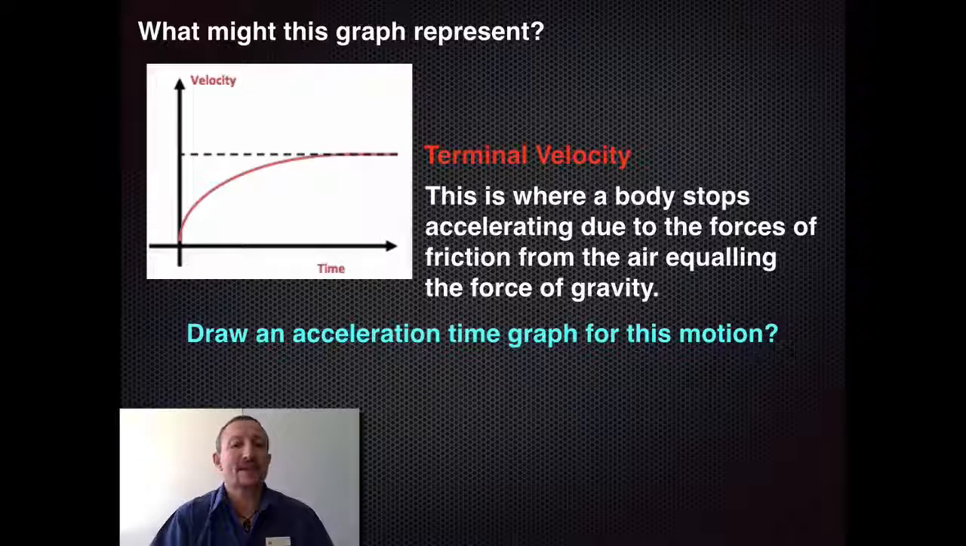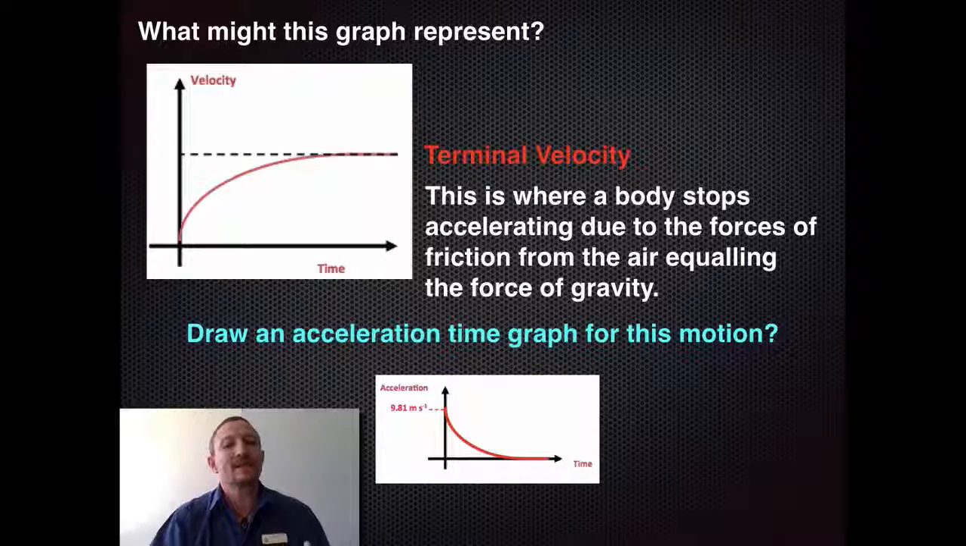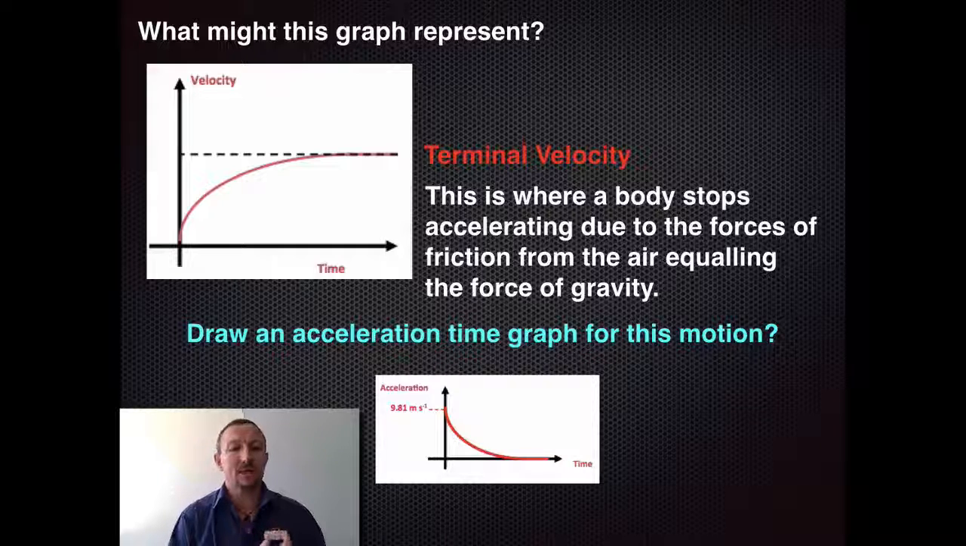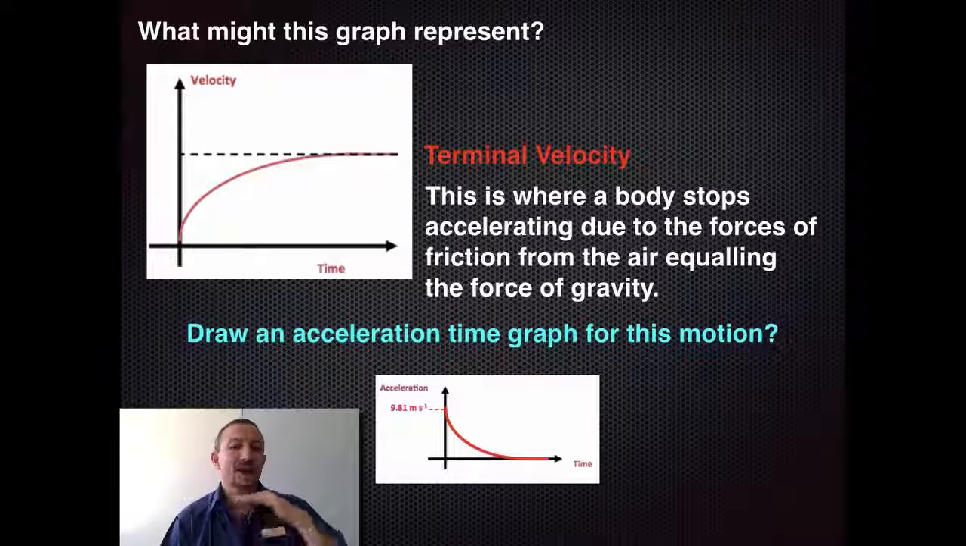So if we drew an acceleration time graph for this, we get a situation that would look like this. Basically, we jump out of the aeroplane, we're accelerating at 9.81 meters per second, but as we're getting faster and faster and faster, our acceleration is beginning to decrease until eventually we reach terminal velocity. Hence, at that point, our acceleration will be zero. So I hope that sort of makes sense with respect to terminal velocity.